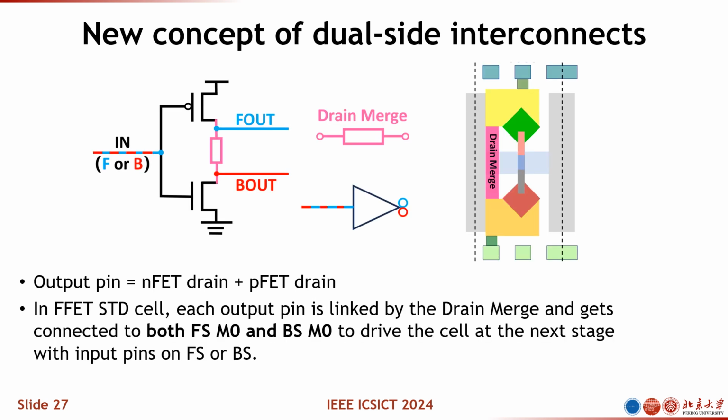Because we have the output pin placed on the wafer front side and wafer back side, the layout and the circuit diagram would be a little bit different, because you can have the output pin placed on the wafer front side and the wafer back side, and those two outputs are connected by the drain merge, as you can see from the right hand side pictures. And this would enable a totally different concept of the interconnect.